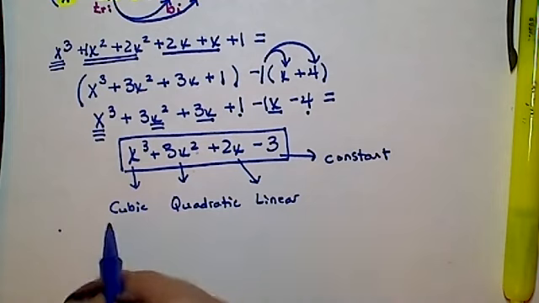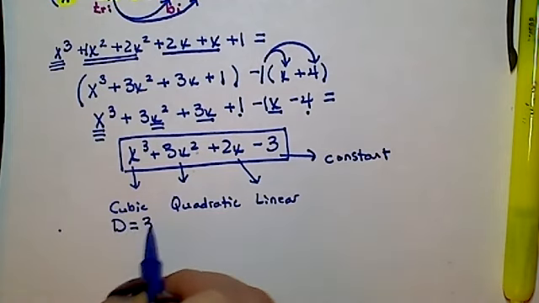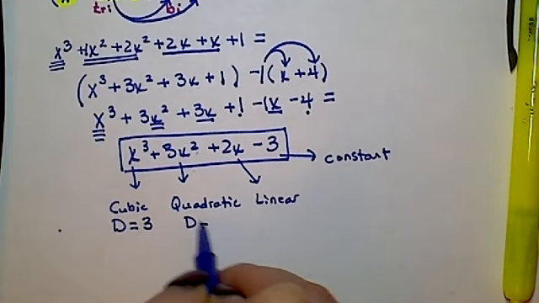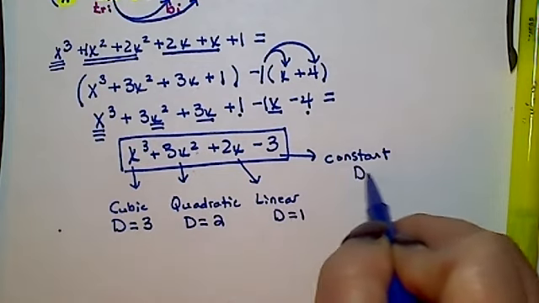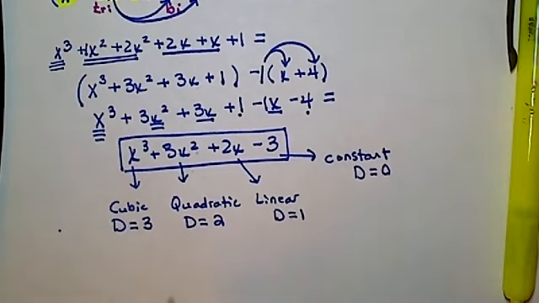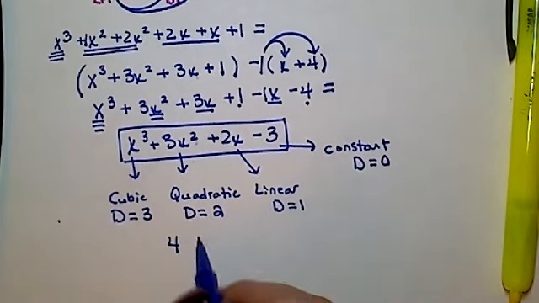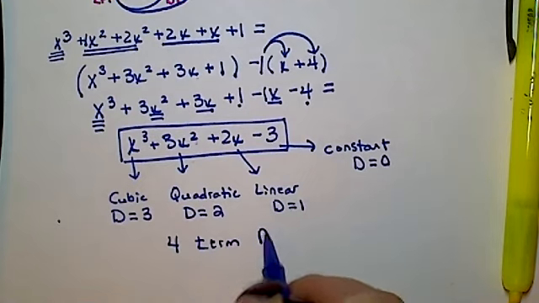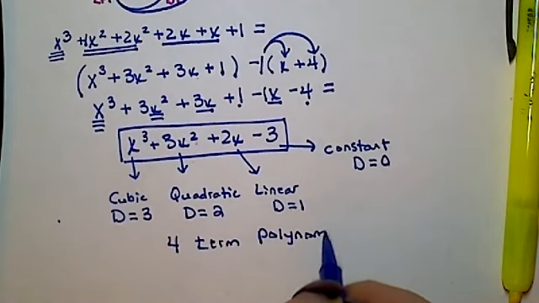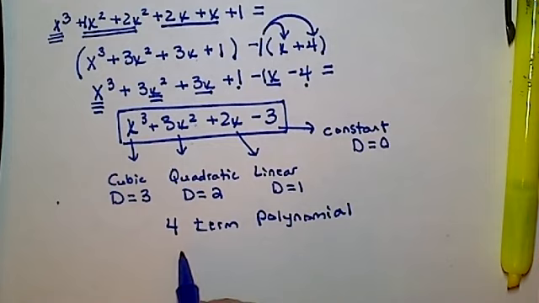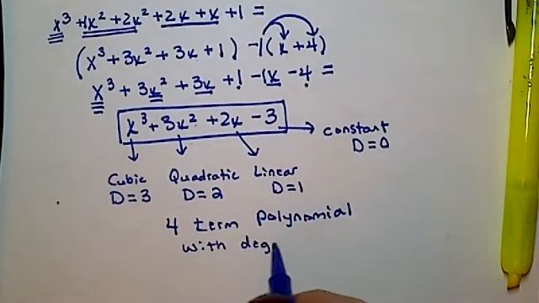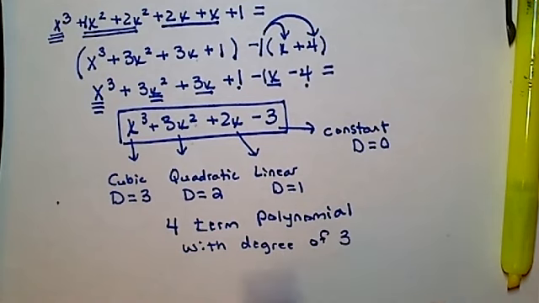And remember, it's based on degree, which is your exponent. That has a degree of 3. That has a degree of 2. That has a degree of 1. This one has a degree of 0. And when you count your terms, it is a 4-term polynomial. And when you classify those, you classify it with your highest degree. So you would say it's a 4-term polynomial with degree of 3.